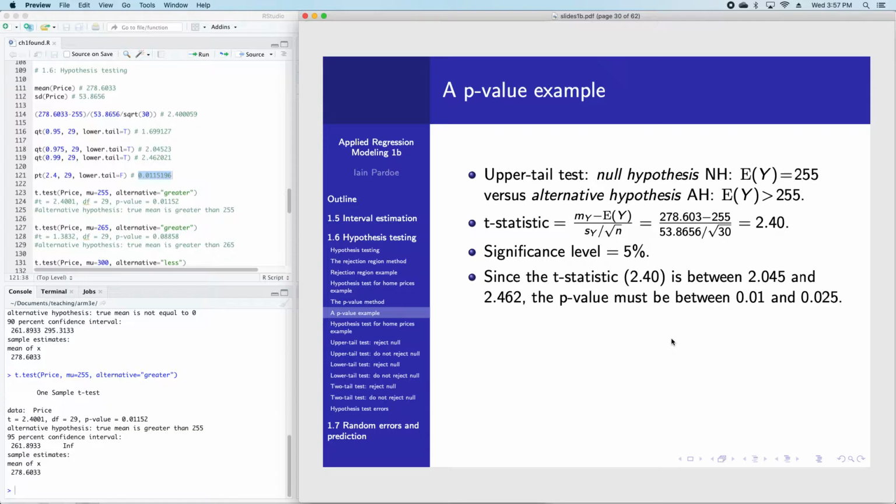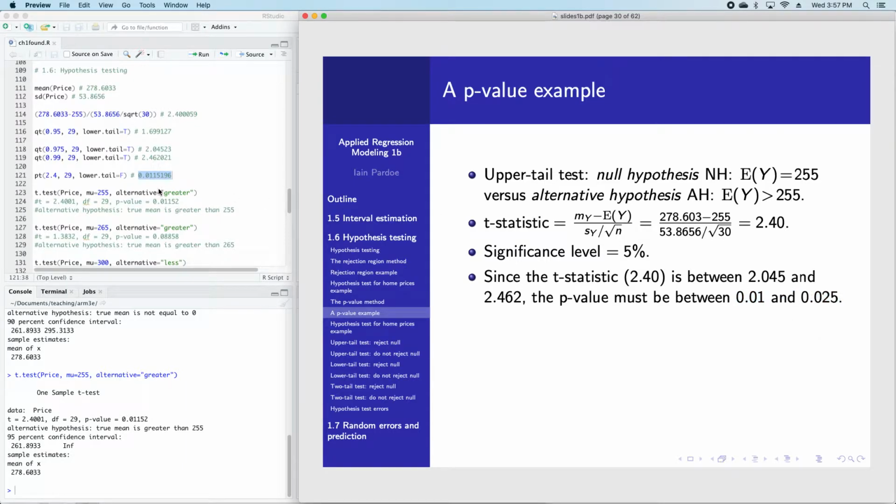To make the decision, it's actually good enough to get a range on the p-value, because all we have to determine is whether our p-value is less than our significance level. And so if the entire range that we've found is less than 0.05, which it is in this case, then we reject the null in favor of the alternative.